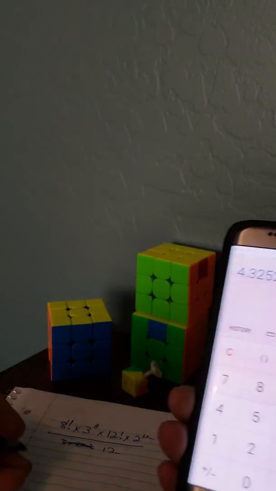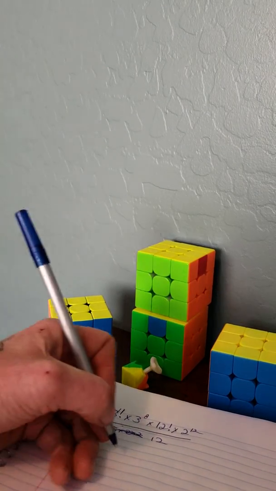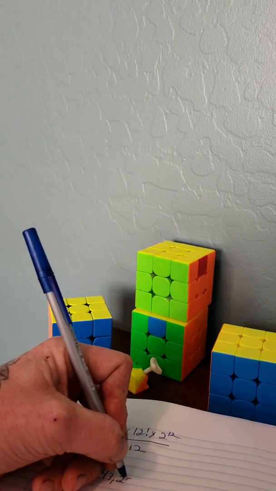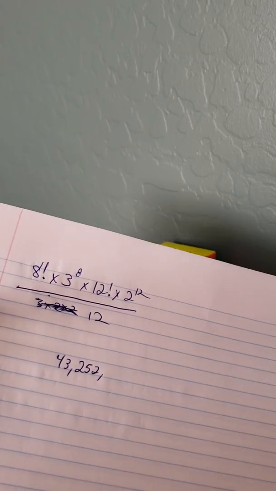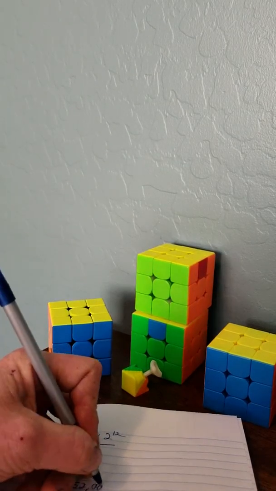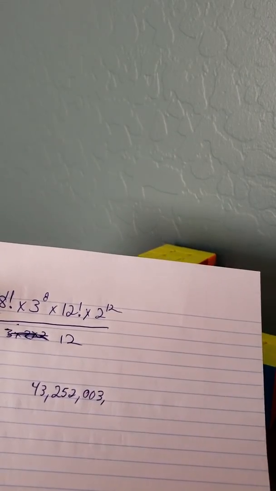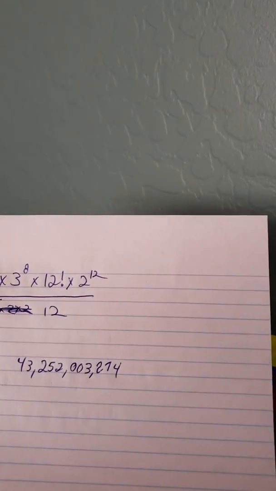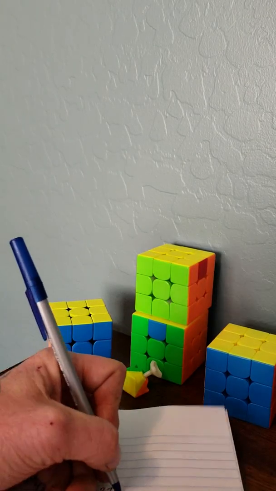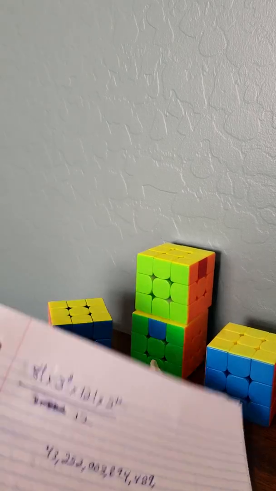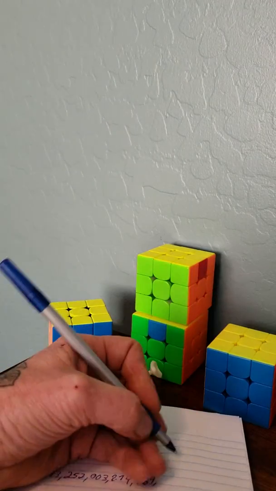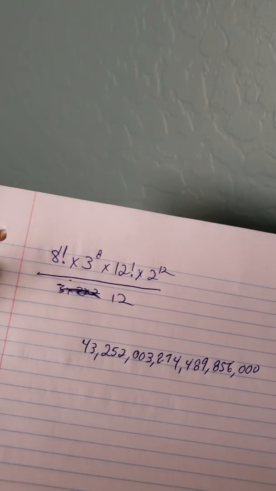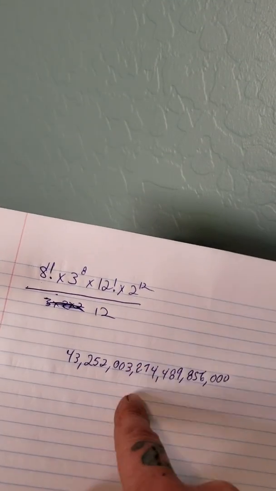What this number actually is: 43 quintillion, 252 quadrillion, 3 trillion, 274 billion, 489 million, and exactly 856,000. That's the number of combinations a solvable Rubik's Cube can be in.